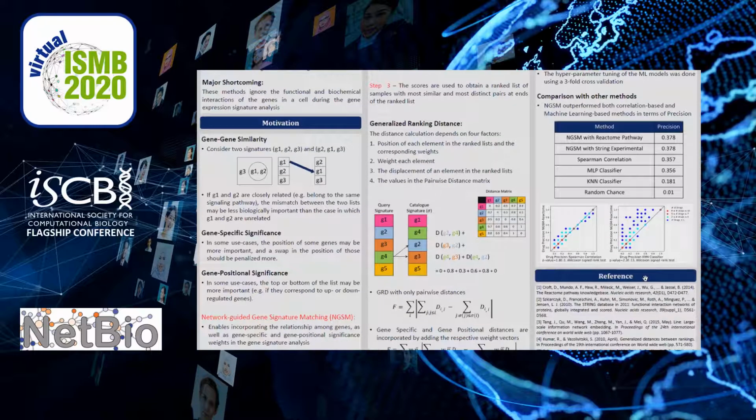Of course, this is a work in progress, and we are hoping to improve the performance by incorporating the other two weights and by evaluating other networks.